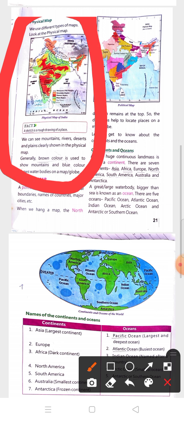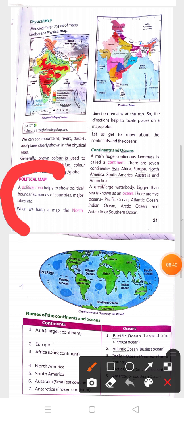A physical map. We use different types of maps. Look at the physical map. Physical map of India. A sketch is a rough drawing of a place. We can see mountains, rivers, deserts, and plains clearly shown in the physical map. Generally, brown color is used to show mountains and blue color shows water bodies on a map or a globe.